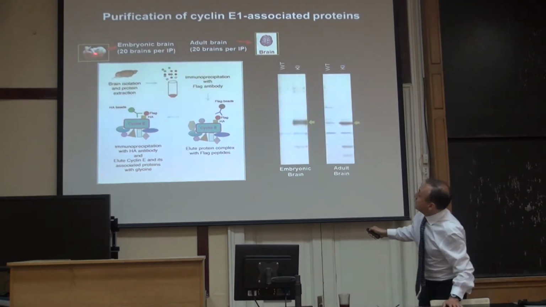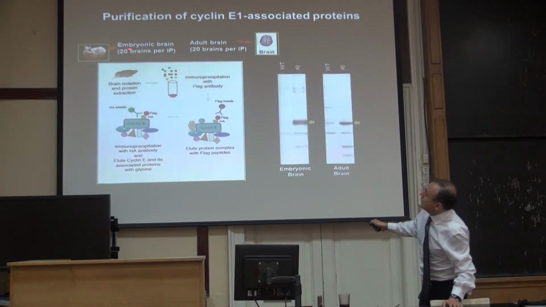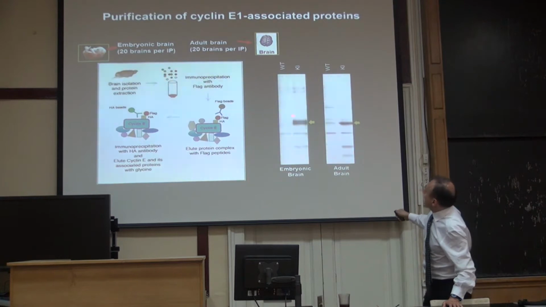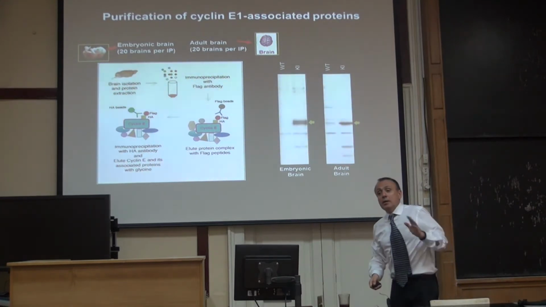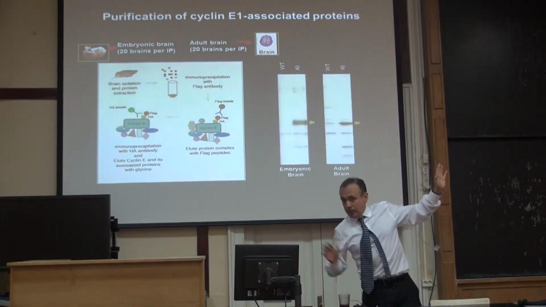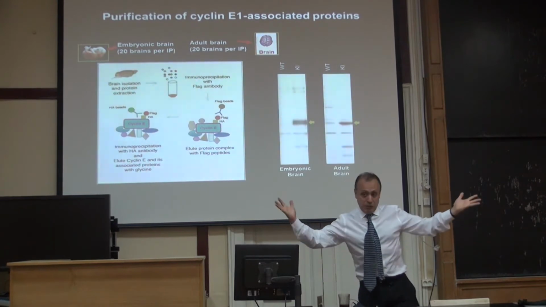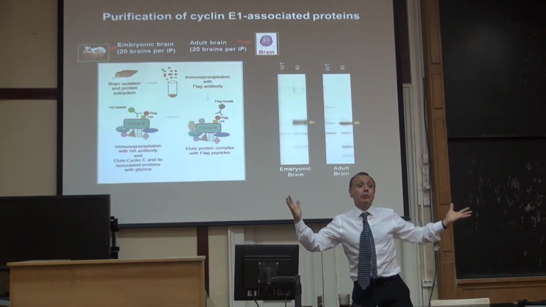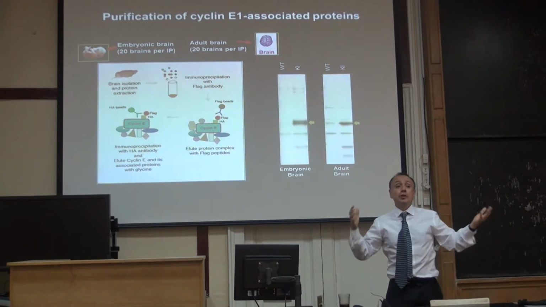So we take brains from the embryos, 20 embryos per experiment, put them through those two columns, and now we have a complex of cyclin E from the embryonic brain. This is cyclin E, and these are interactors. Or we take adult brain, and then we purify the complex. But we don't want to have two lists. We want to know what's different, because we want to know the difference between the embryonic brain and adult brain.